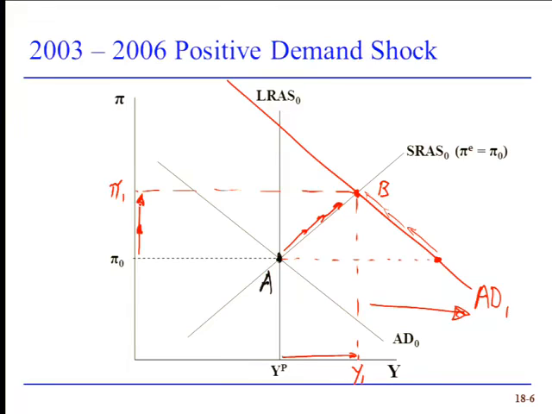Now, one other thing that we need to show here. We had a shift in our aggregate demand curve, but there was no change in our aggregate supply curve. Our short-run aggregate supply curve is still the same.